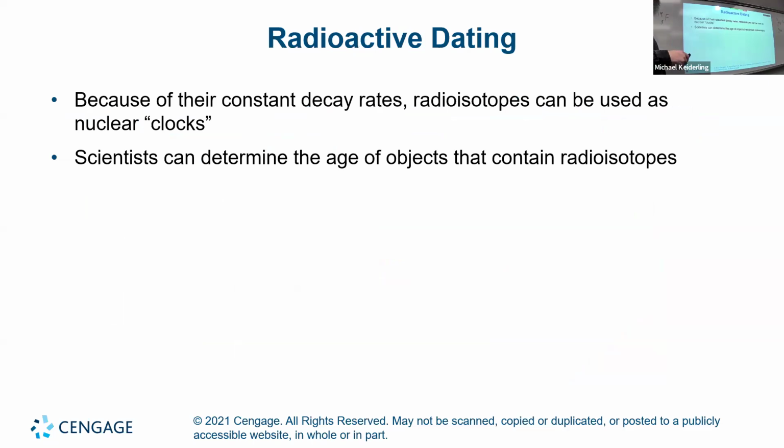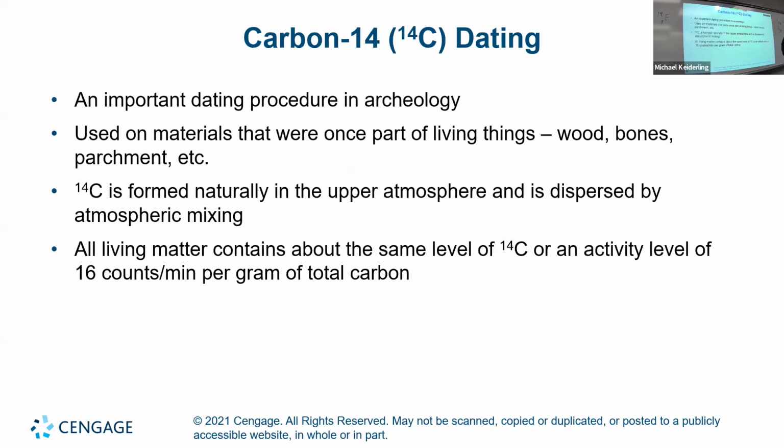And because of their constant decay rates, we can use radioisotopes as nuclear clocks. You can determine the age of objects that contain radioisotopes because you know they had a certain amount when they started, and then know what they have now and figure out how much they decayed. So a common one used for organic materials, you may have heard of carbon dating. Carbon dating uses carbon-14, because it turns out anytime something is alive, in general, it exchanges carbon with its environment. You're doing that right now by breathing.